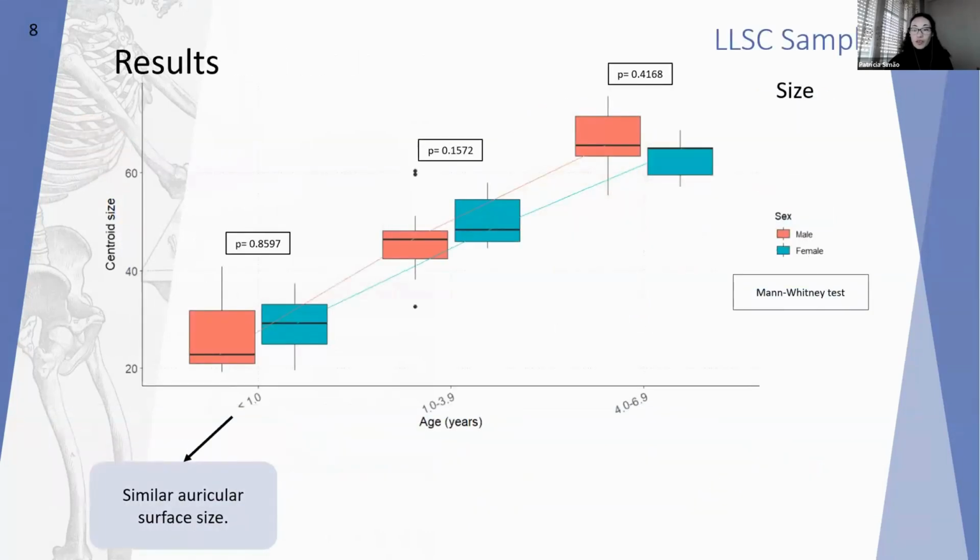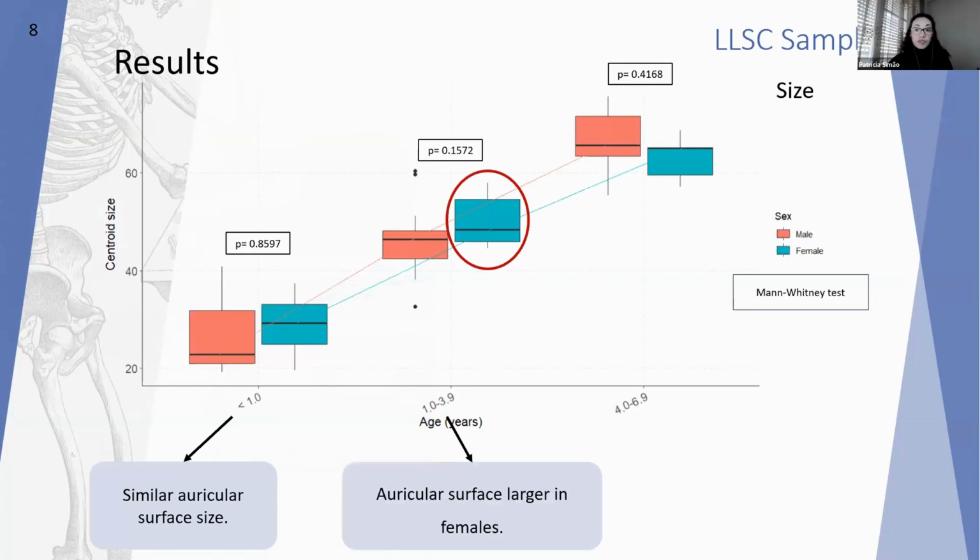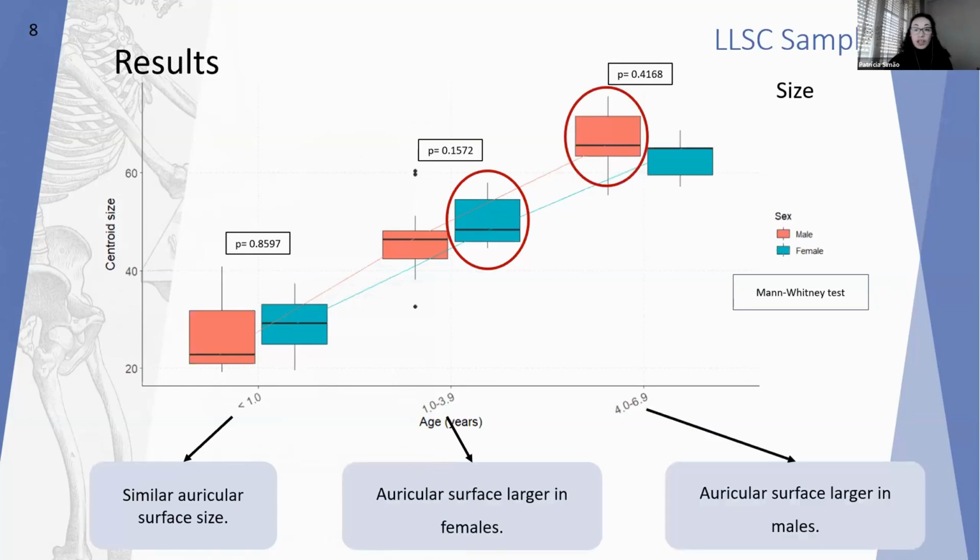So, analysis of the reference sample showed differences in the size of the auricular surface in 2 age categories. For individuals aged between 1 and 3 years, females had a larger auricular surface compared to males. In contrast, for the 4 to 6 year age group, males exhibited a larger auricular surface than females. Despite these observed differences, the Mann-Whitney test did not show that these variations are statistically significant.